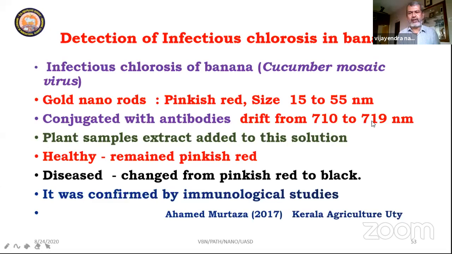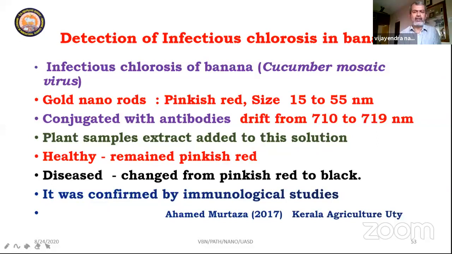So what he has done is, he has taken the plant sample, healthy and diseased, mixed these two and seen only the change in color, a very simple phenomenon. If it remains pink, it is healthy. If it changes from pink to black, then he says it is the disease. So how to confirm?